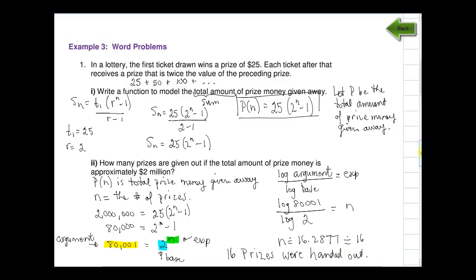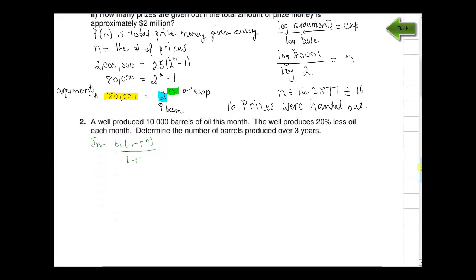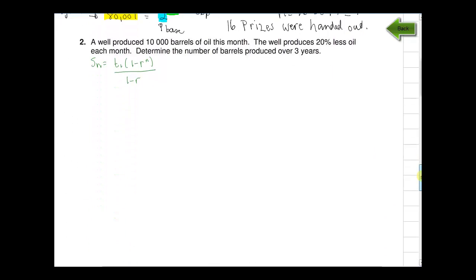Okay, so let's take a look at our second word problem. A well produced 10,000 barrels of oil this month. The well produces 20% less oil each month. Determine the number of barrels produced over 3 years. Okay, so they want to know the number of barrels produced over 3 years.